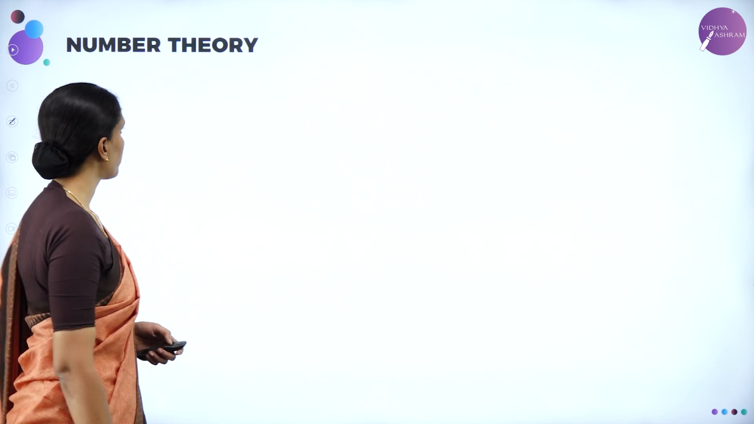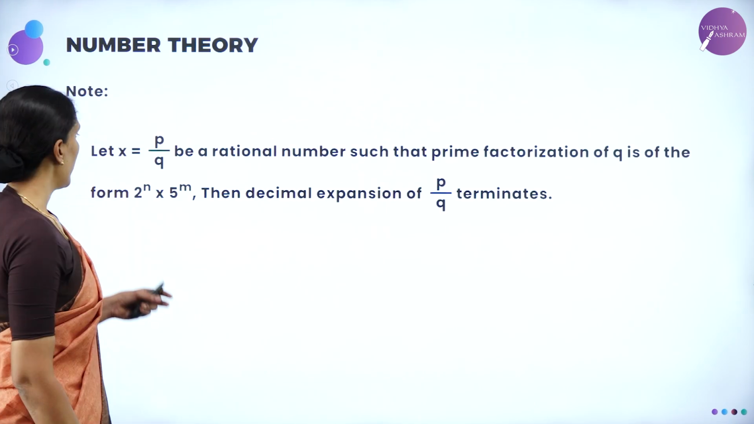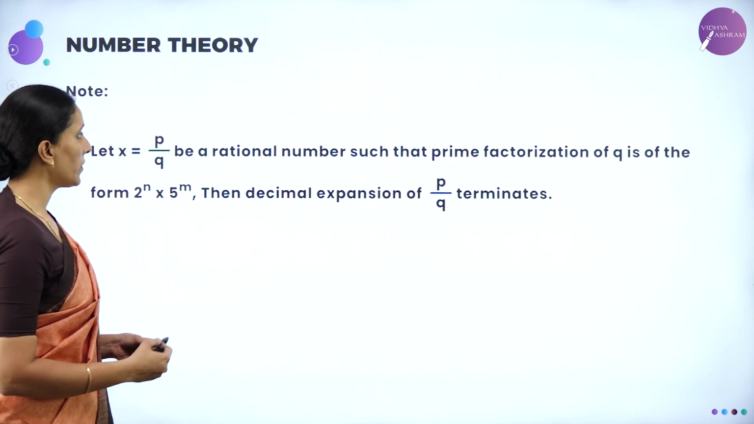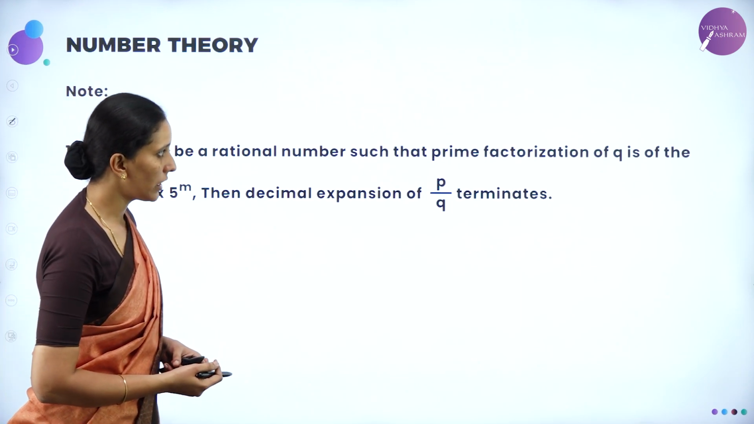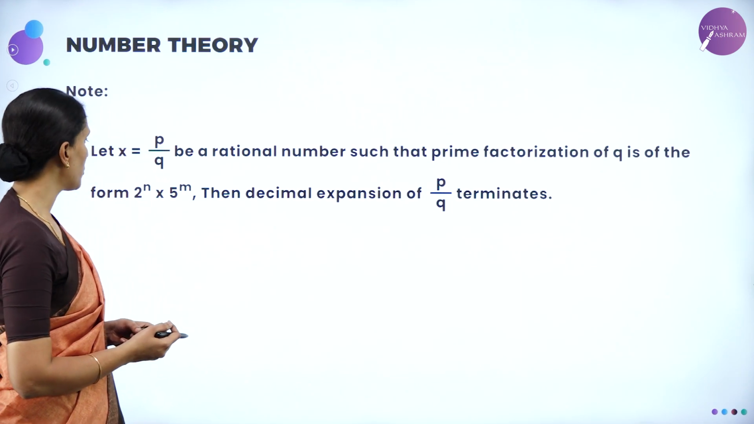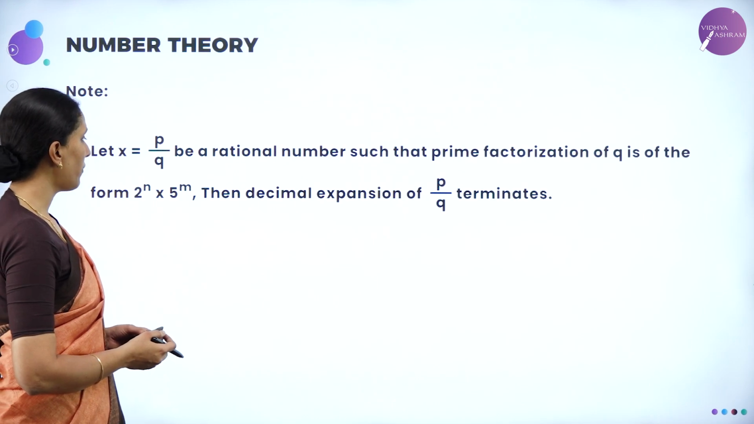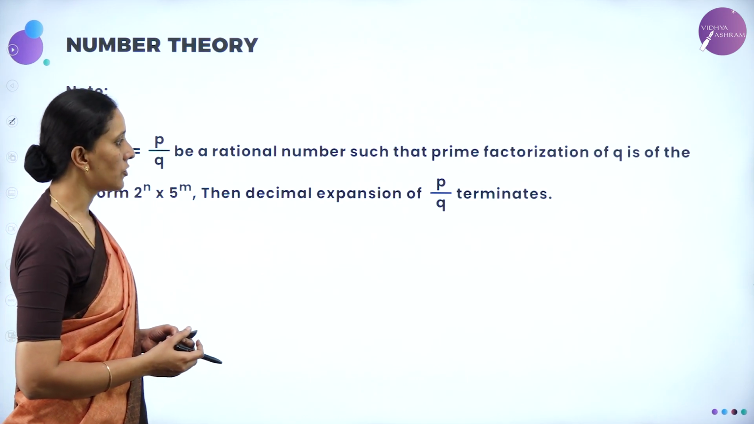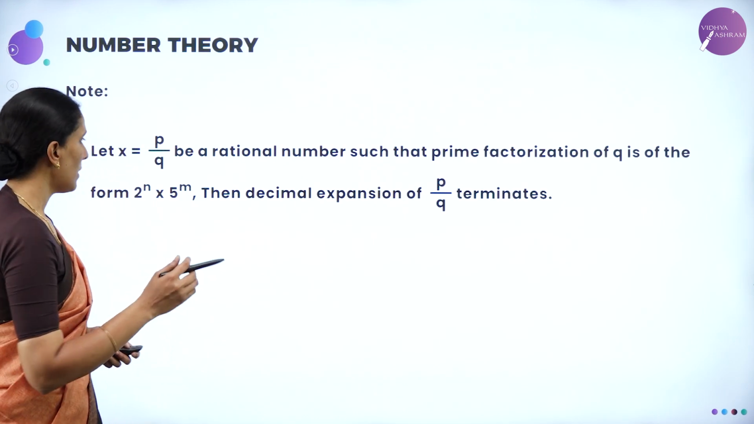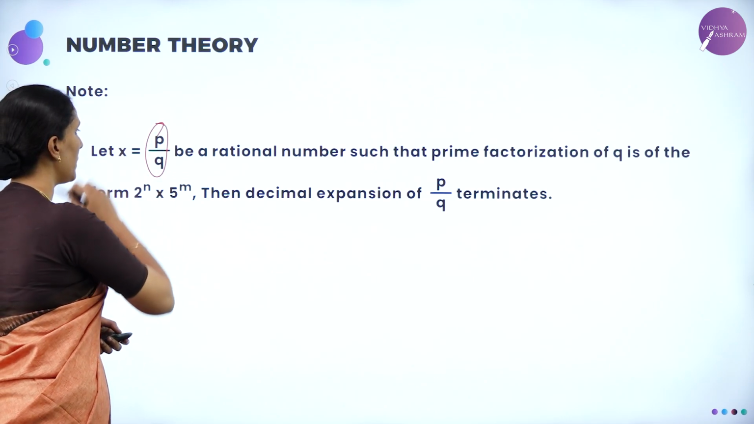Next question. The next thing is we have a note. Any number in the form of p by q is said to be a rational number such that the prime factorization of q is of the form 2 power n into 5 power m. Then the decimal expansion of p by q terminates. Suppose they have given a number p by q.